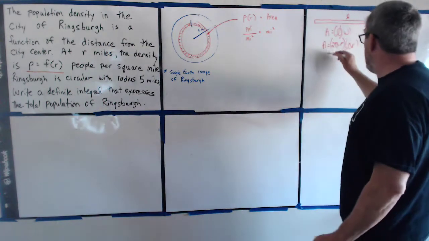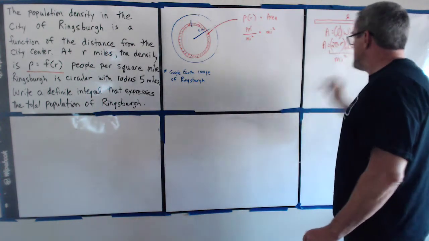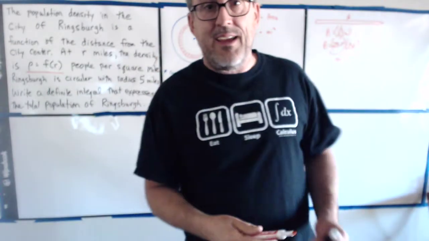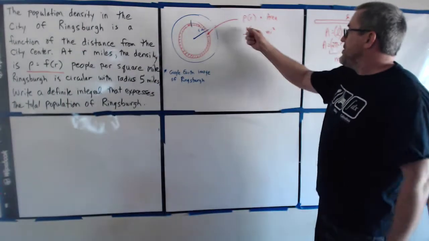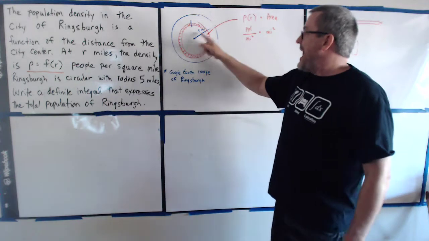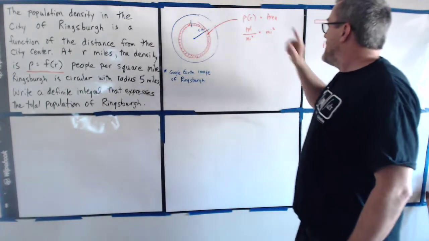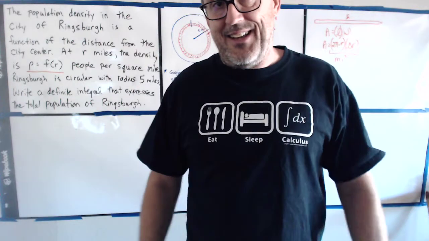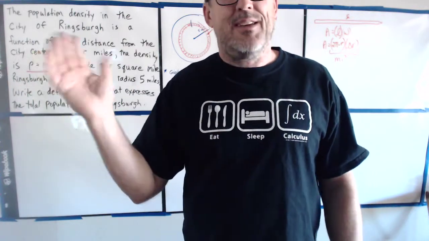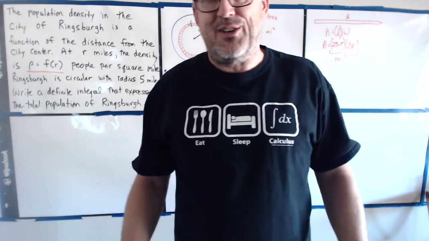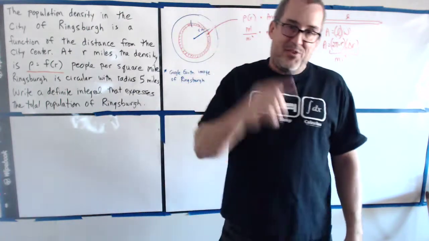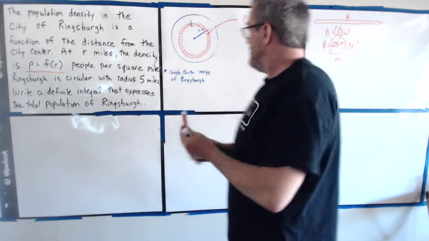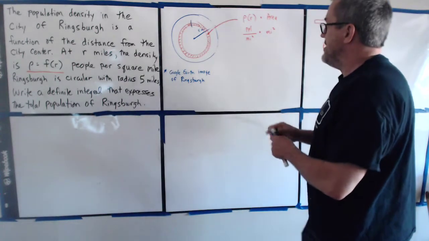That's going to give me the area of that strip in square miles, the area of that ring in square miles. So if I took the population density at that radius, multiplied it by the area at that radius, I'm going to get the population at that radius. Sum them all up for the entire circular city called Ringsburgh, and we've got the overall population. So finally, what this is going to look like is this.